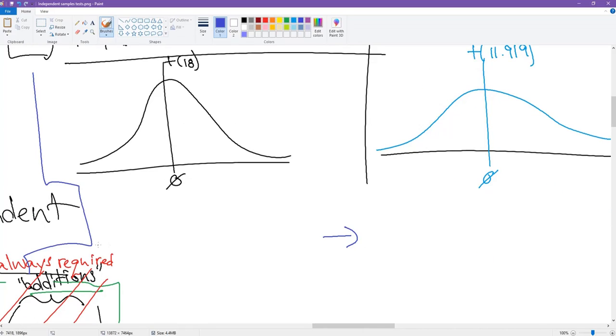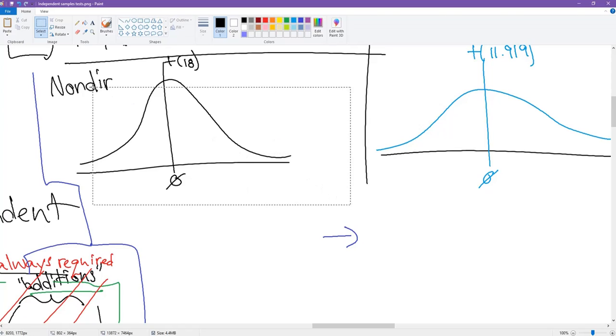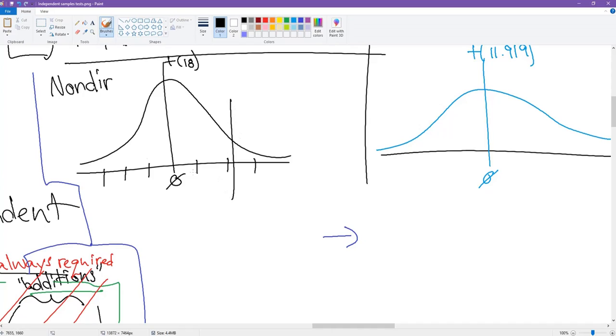So let's take a look at what happens when we have a non-directional null and alternate hypothesis. Now I'm going to copy this so I don't have to do it later. Well, I have two critical values. Here's where approximately 1, 2, 3 are, negative 1, 2, 3. I had a positive and a negative 2.101 for my critical values.